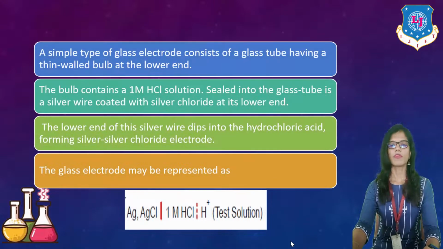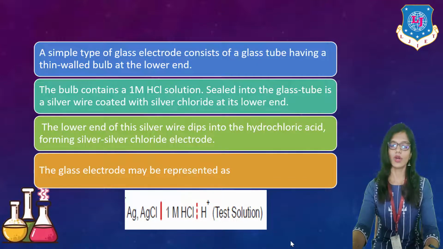Now a simple type of glass electrode generally consists of a glass tube having a thin walled bulb at the lower end. The bulb contains a 1 molar HCl solution which is sealed into the glass tube, and there is a silver wire coated with silver chloride at the lower end. So it can be represented as Ag, AgCl in contact with 1 molar HCl in contact with H⁺, which is the test solution.